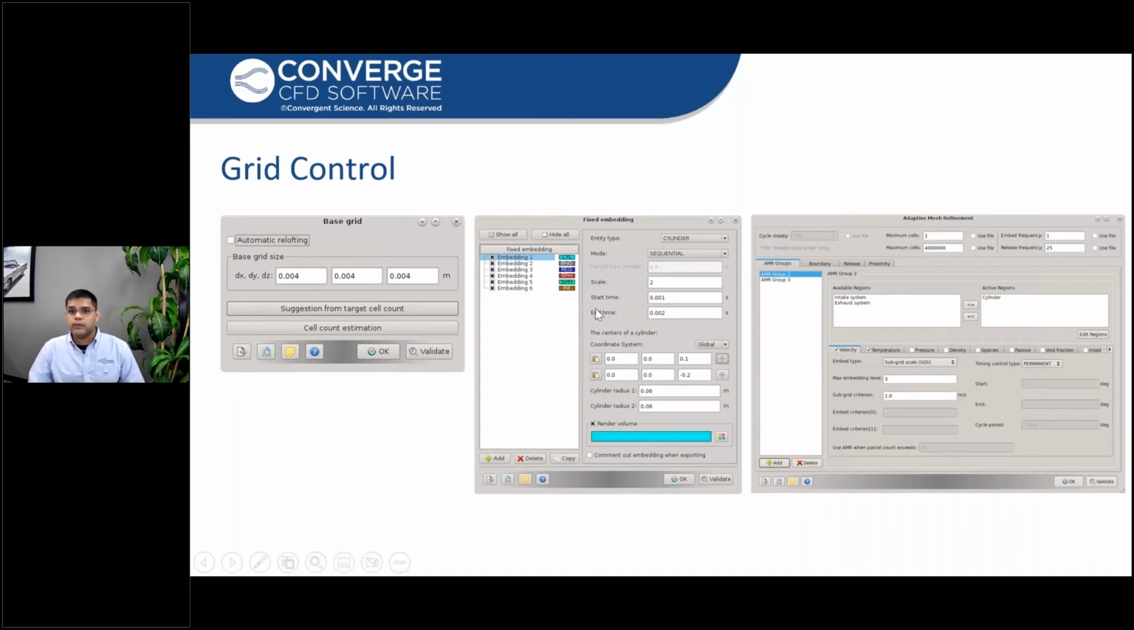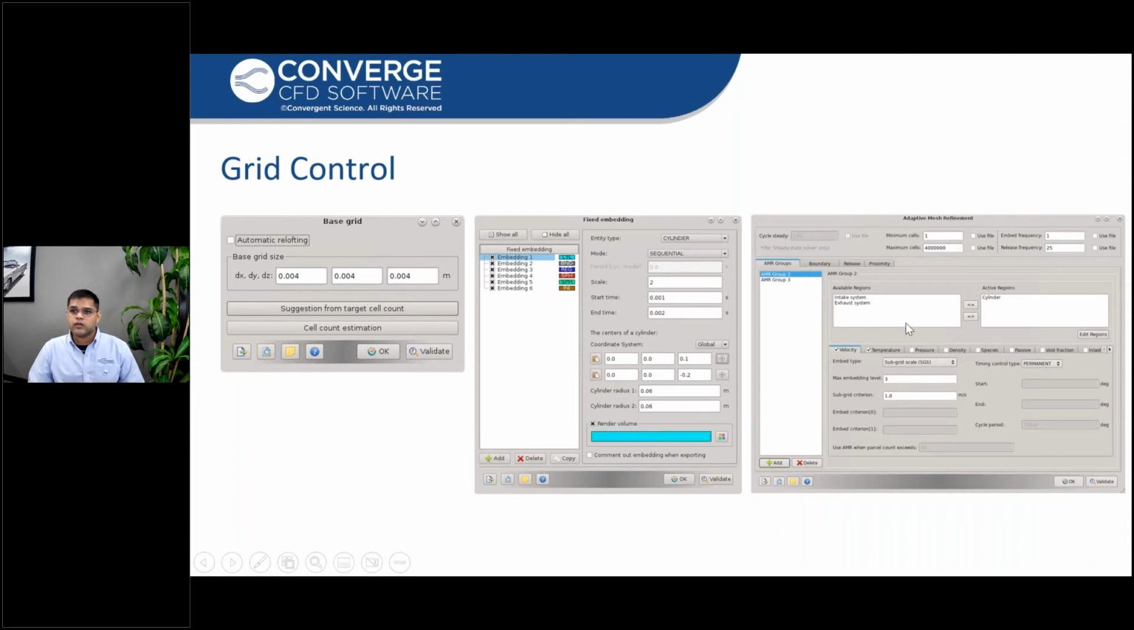Then we have embedding. So this would be, in common parlance, refinement. So what this does is it will add additional cells in locations where you already know that a lot of physics might be happening. So in this case, that might be the rotor or the vane. So we know that a lot of physics will be happening around the rotor or the vane. So instead of using AMR, you can just add additional cells there just based on refinement.